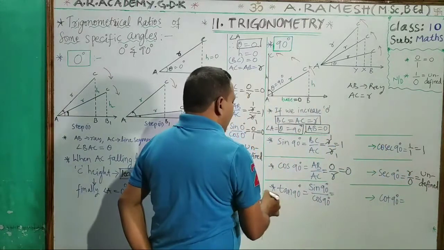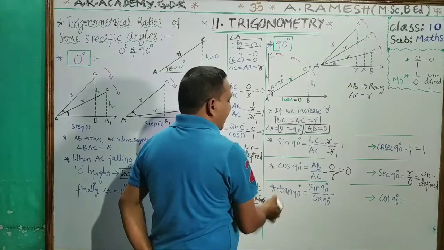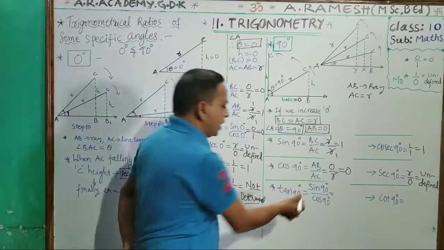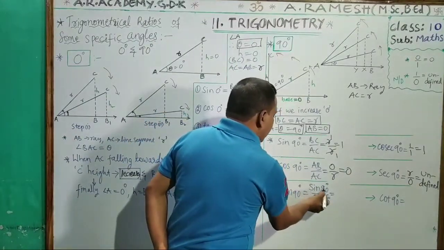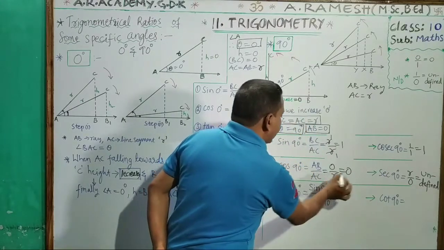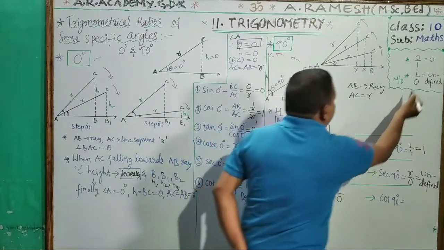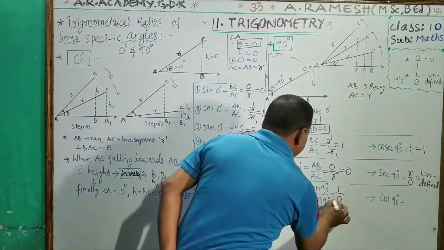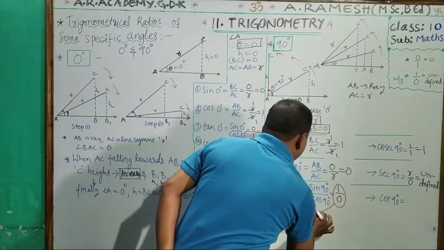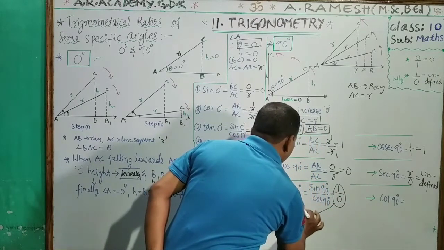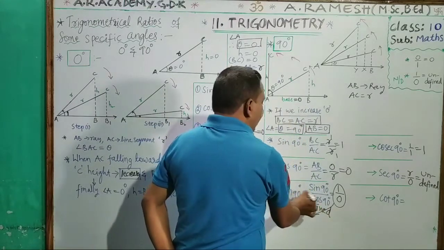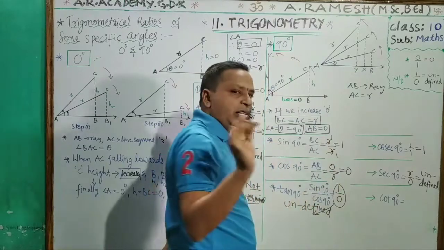Okay, children? Then we will think about tan 90 degrees. Tan theta equals sin theta by cos theta, so tan 90 is sin 90 by cos 90. Sin 90 is 1 and cos 90 is 0. So 1 by 0 is undefined. Tan 90 is undefined, or not determined.